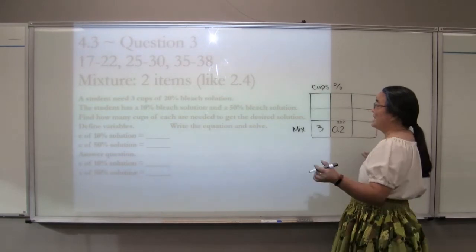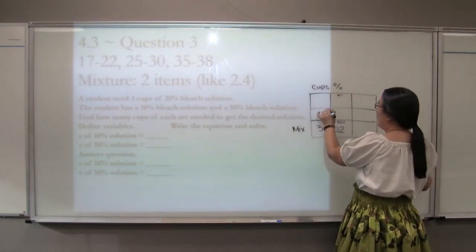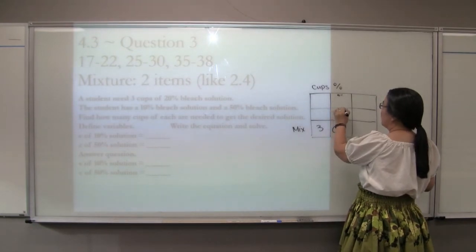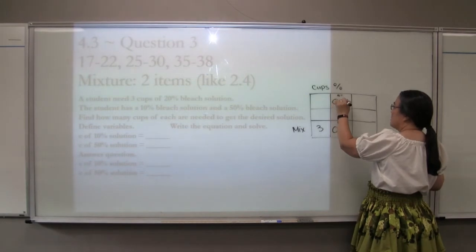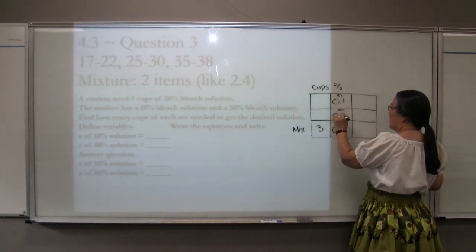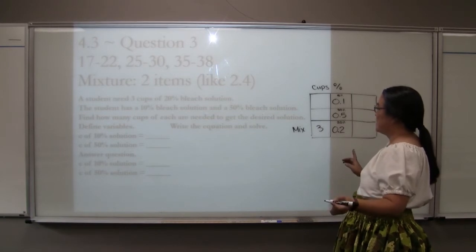A student has a 10% bleach solution, and they have a 50% bleach solution. Again, make those into decimals. Remember the 0 in the front. How many cups of each are needed to get the desired solution?